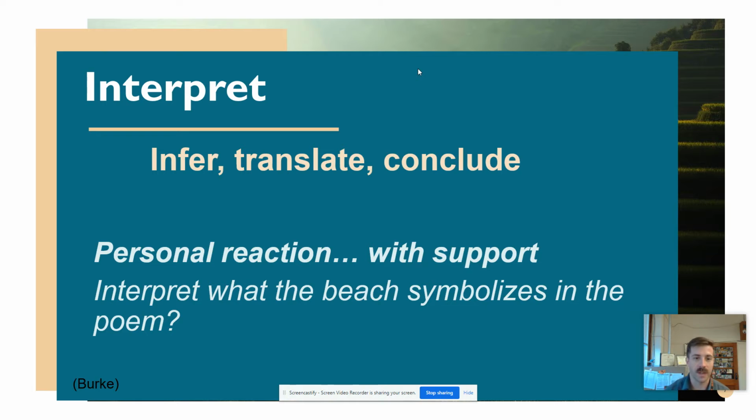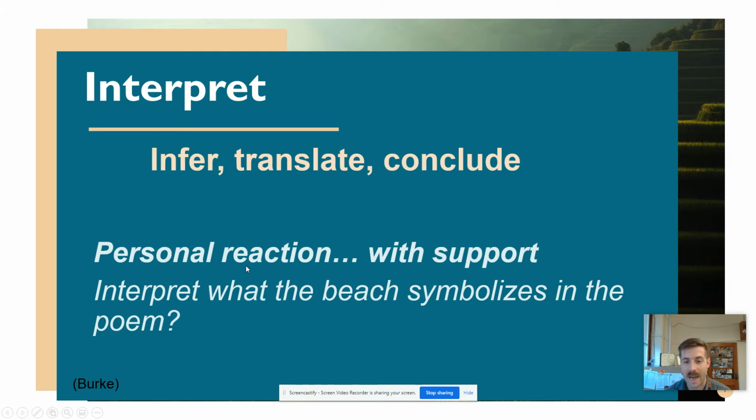Next verb is interpret. This means for you to infer or translate. So tell me what you think it means, right? If you're interpreting things from English to Spanish, you're doing your best job of understanding, okay, here's what I think I need to be saying in Spanish. And there's usually a right or a wrong way. But a lot of times it's up to interpretation, right? You get to have your say of here's how I see these things.